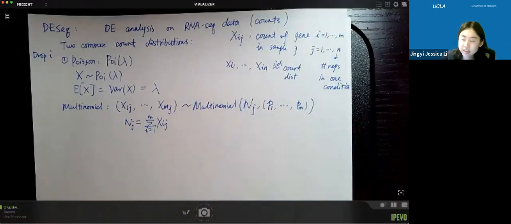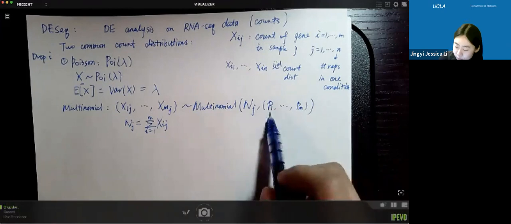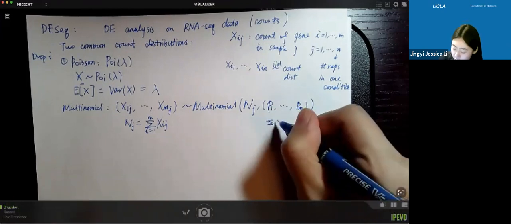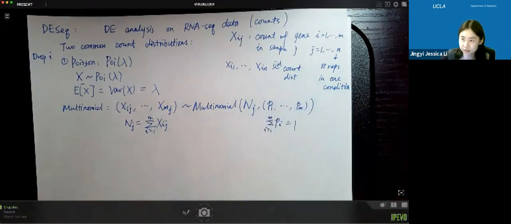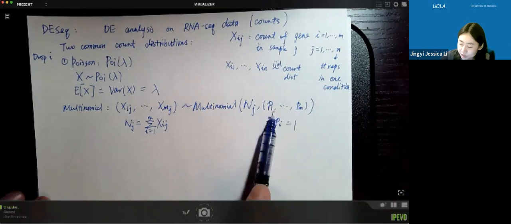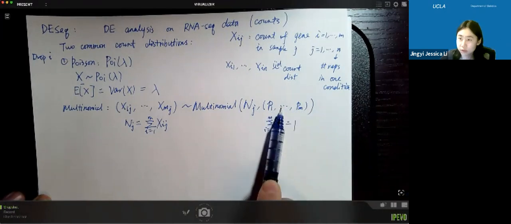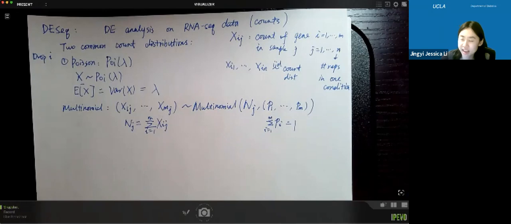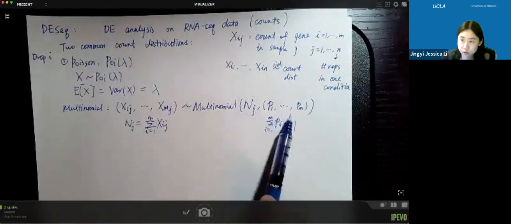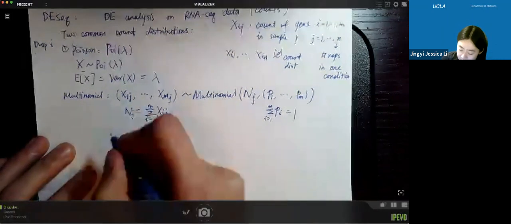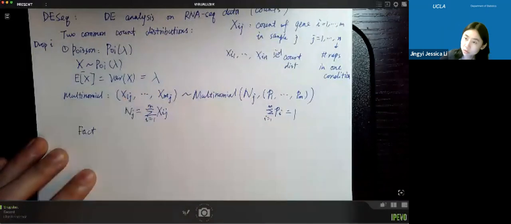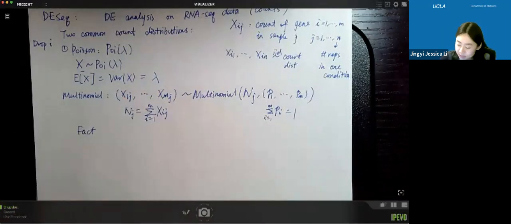And of course, since we have many genes in the human genome, the proportions, the summation of pi, i from 1 to n, should be equal to 1. All the proportions should sum up to 1. Then we know that each pi cannot be too large. We will not have one gene that dominates all the mRNAs. So if the proportions are small and the sequencing depth is very large, then a very important fact is that we can actually approximate this multinomial by independent Poissons.